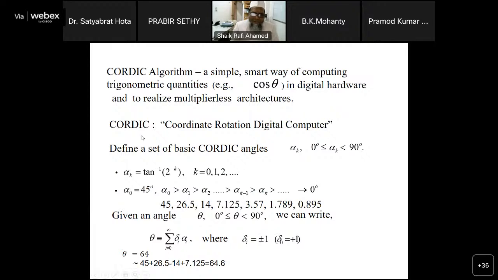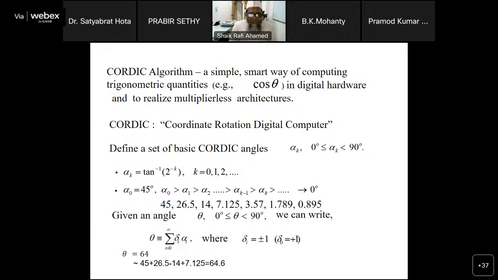The full form of Cordic is coordinate rotation digital computer. So CO is taken from coordinate, R is taken from rotation, D is taken from digital, and C is computer. So this is actually a smart way of computing cos theta for any arbitrary angle. Initially in olden days, in the 1950s, there were no calculators. If you want to compute cos of any arbitrary angle, say 32 degrees, cos 45, cos 60, cos 30, these standard angles we know the values. But if you want to compute cos 32, cos 47 and all arbitrary angles, there were no calculators.